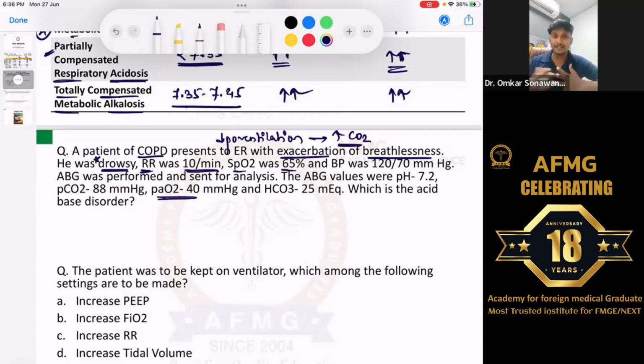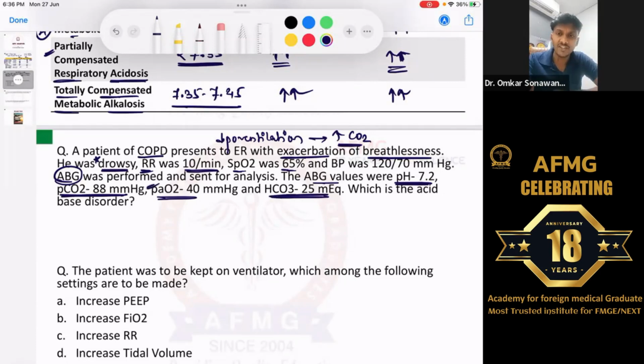Definitely, we are suspecting if the patient is suffering from COPD: the respiratory rate is low, the patient has drowsiness, the SpO2 is low. Definitely, we need to do an ABG to check if the patient has some acid-base disorder. And therefore, the sample was sent for ABG analysis, and the ABG values are given as below. What are those? So here you can see the pH is 7.2, the PCO2 value is 88 mm of Hg, and the PO2 value is 40 mm of Hg, and the bicarbonate value is 25 milliequivalents. So I hope all of you are able to rule this out.